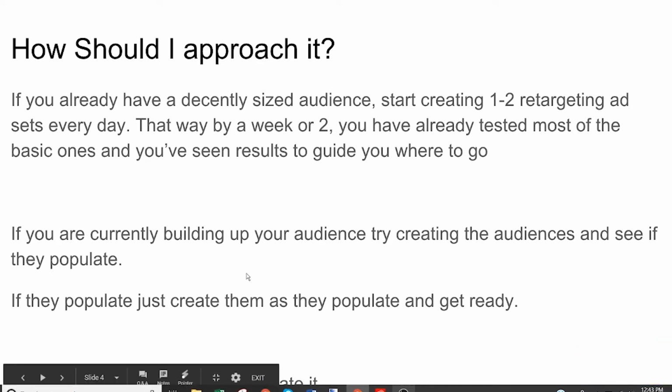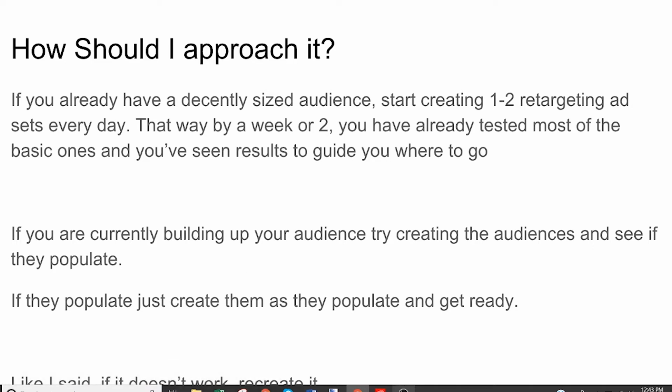So if you're currently building up your audience, so this is more like people who just found a winning product, or maybe you did Instagram influencers and you have a little bit of data, I would create the audiences, just get them created, and then as soon as they populate, I would start running ads to them. Like as soon as that little thing says green and it says ready, that's when I would start running ads. And if it's not populating, just keep on recreating it every couple of days until it does populate.